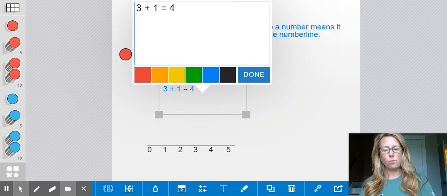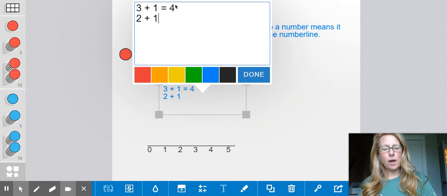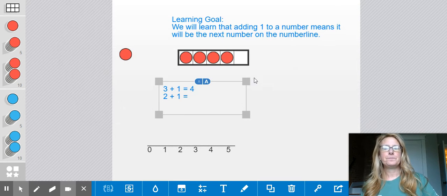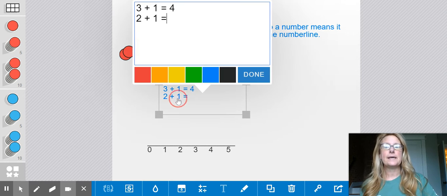Let's try another one. Let's try 2 plus 1. This model won't work. Let's try a new model. I'm going to start with 2. 1, 2. What is the number that I say after 2? 3. When I add the counter, yes, I have 3.